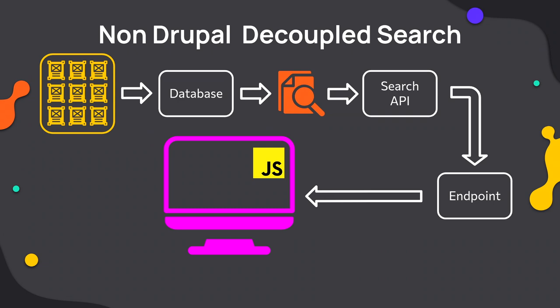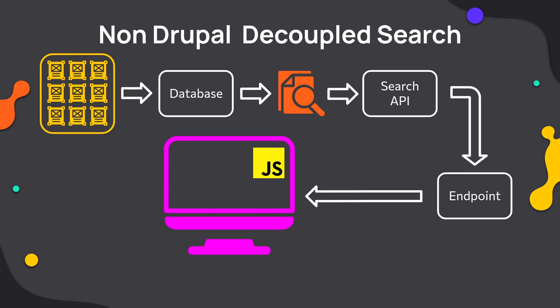So you have your content on your left, we put it into our Drupal database. If you're using a search provider that's not Drupal, you're going to index your Drupal site either by crawling it or feeding content directly into it from an API. And then that search provider will have their own search API endpoint that you hit. And once again, you just get a single endpoint with everything you need for search, and you serve it up to the user as decoupled JavaScript.